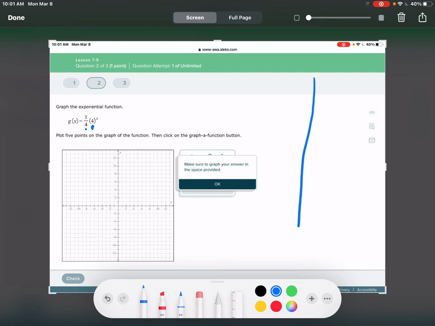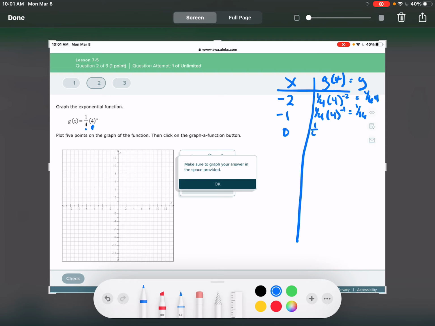Table of values here. I have x's, and then I have g of x, which, if you remember right, is another way of saying y. And if I were to put in a -2 here, I would have 1/4 times 4 to the -2. 4 to the -2 is actually 1/4 squared, or 1/16. 1/16 times 1/4 is going to be 1/64, so it's tiny. -1 will be 1/4 times 1/4 is 1/16.